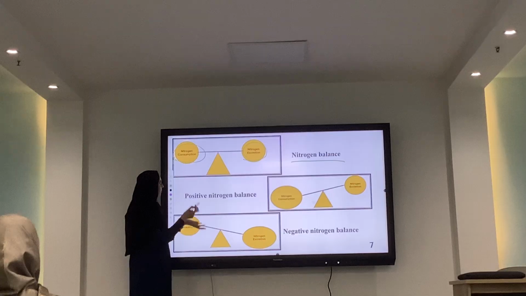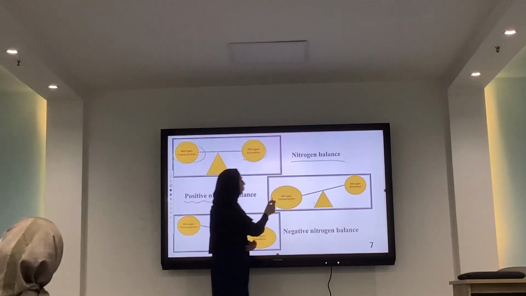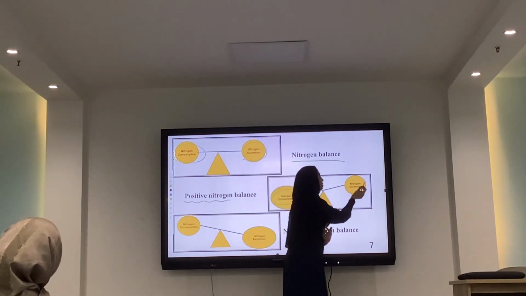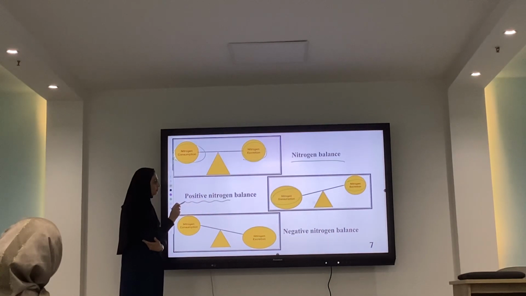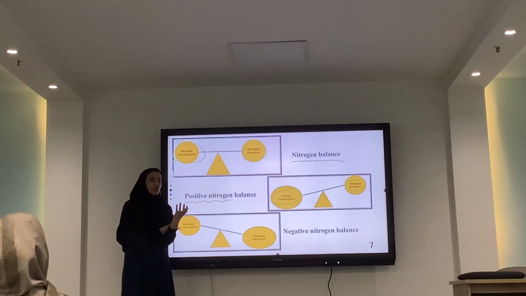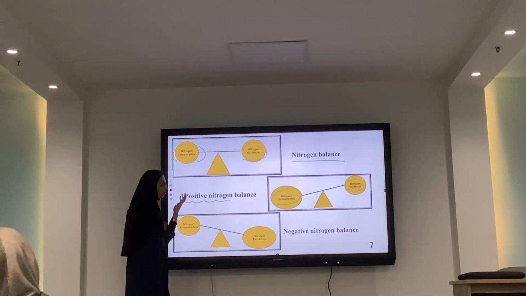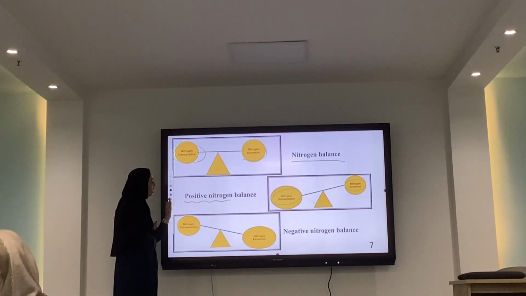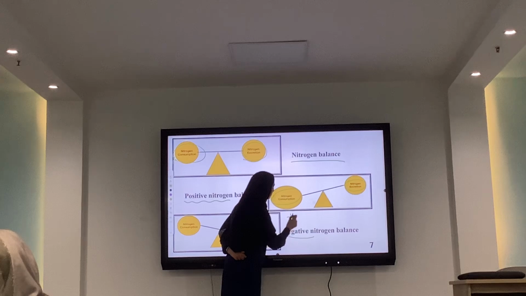In the other situation, we have positive nitrogen balance. Where is it? Where the nitrogen consumption is higher than nitrogen excretion. This is a positive nitrogen balance. For example, in pregnancy, a child that is growing up needs a high amount of nitrogen, and the consumption of that is higher than the excretion of that. On the other hand, we have some situations, for example, some trauma.